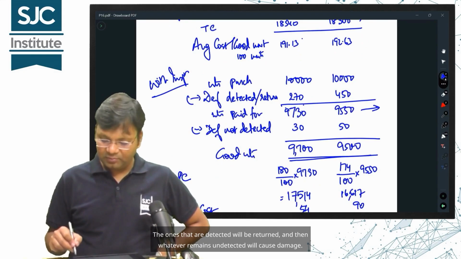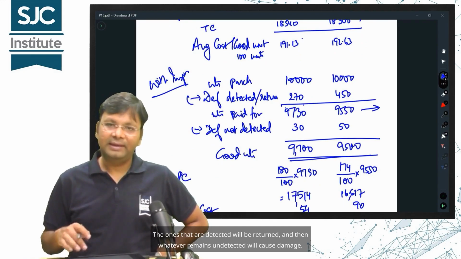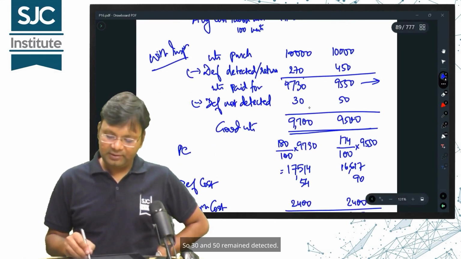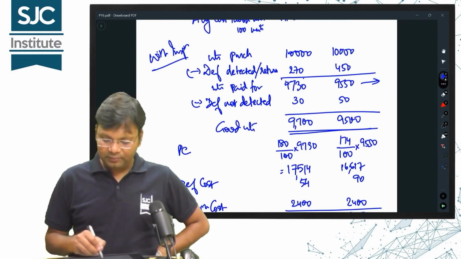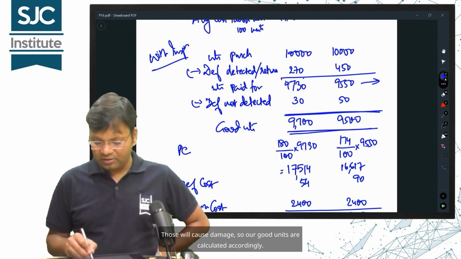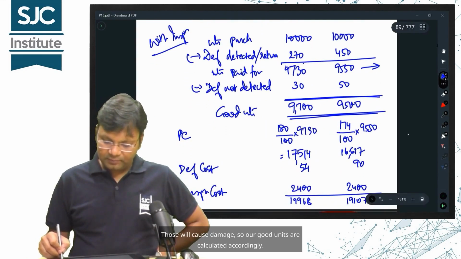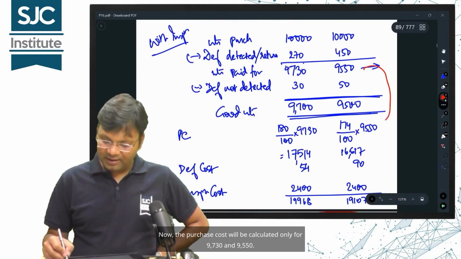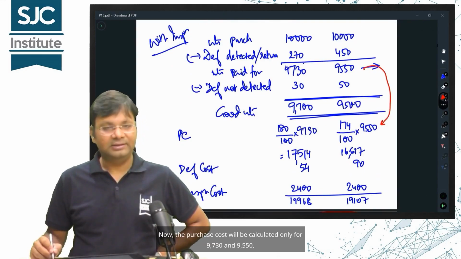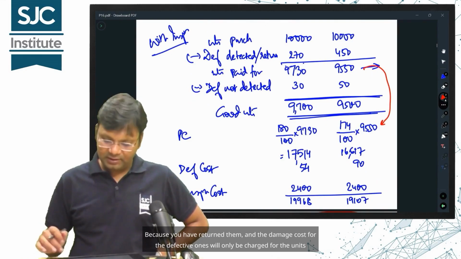The ones that are detected will be returned, and whatever remains undetected will cause damage. So 30 and 50 remain undetected. Those will cause damage, so our good units are calculated accordingly. Now, the purchase cost will be calculated only for 9,730 and 9,550.